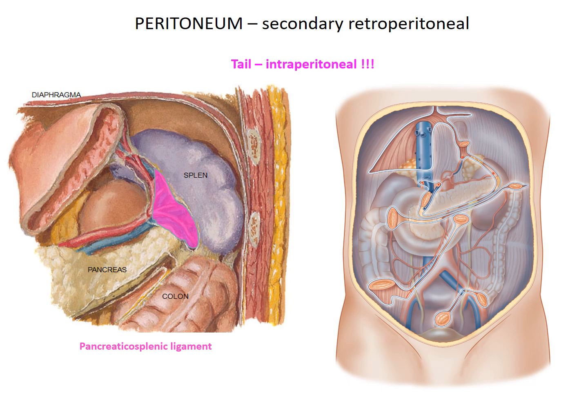The major part of the pancreas is secondary retroperitoneal; only the tail is the intraperitoneal part. From the tail of the pancreas to the hilum of the spleen, we have two layers of the pancreatico-splenic ligament. This pancreatico-splenic ligament transmits and protects splenic vessels.